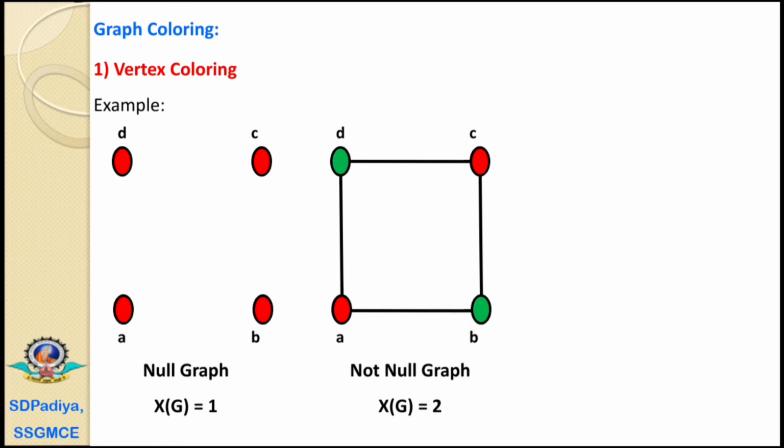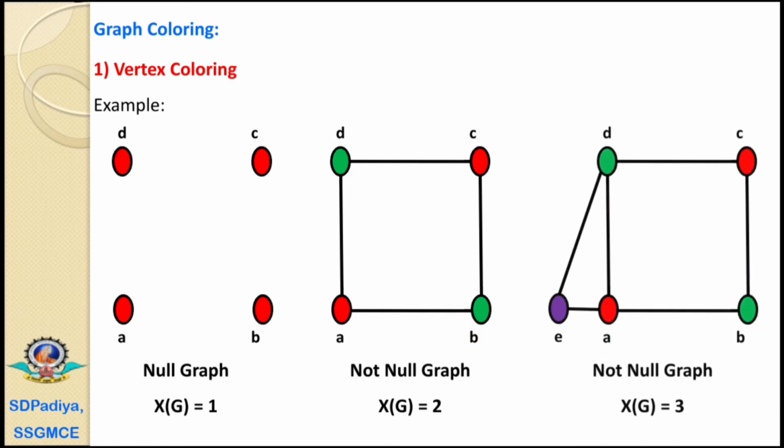Let's have the third example, a graph with 5 vertices A, B, C, D, E. Now here, if we start from node A, node A is adjacent to node B, node D and node E. Now we have defined green to node B. Now for node D, B and D are not adjacent. Therefore we can define the same green color to node D also.